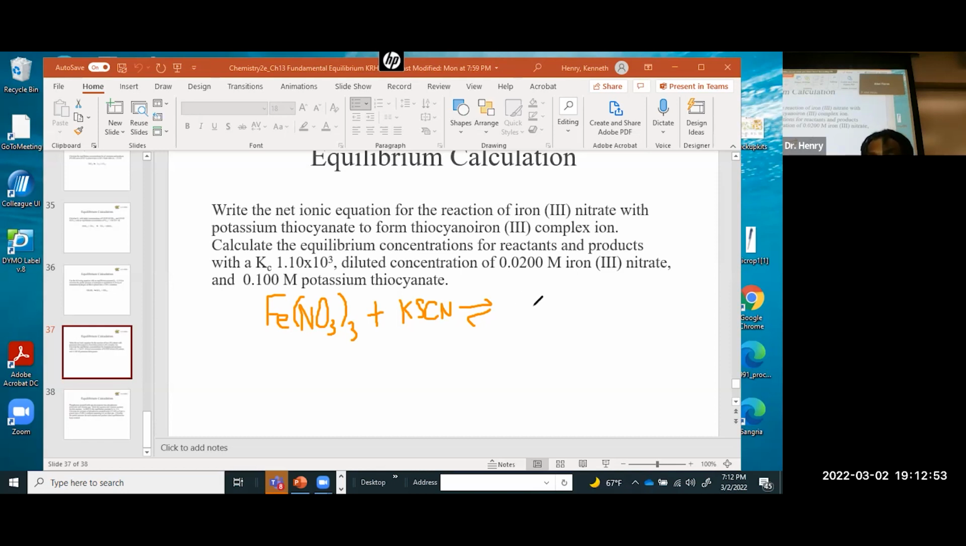Okay, and what are our products? What are we going to end up with? Sorry, fifty million things. So we're going to end up with the thiocyanatoiron complex ion. Actually, it would be 2.